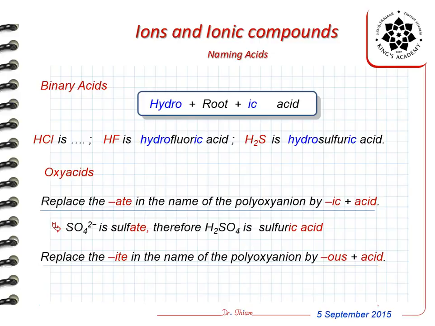end in ITE, we replace the ITE by OUS and add the word acid to get the name of the acid. For example, SO3 2- is called sulfite. Therefore, H2SO3 is an acid which is called, can you guess? Yes, sulfurous acid. Okay, so this is how we name acids. Okay, and we'll come back to this toward the end of the year when we study acids and bases in detail.